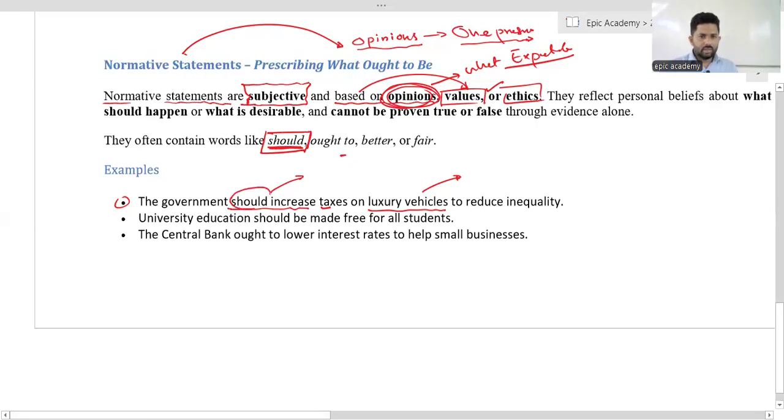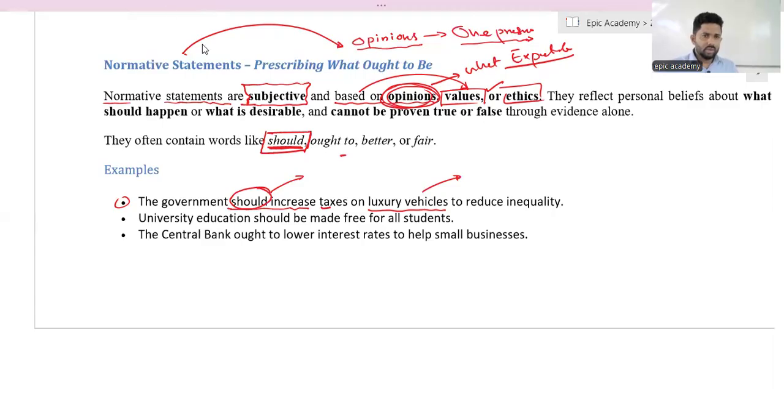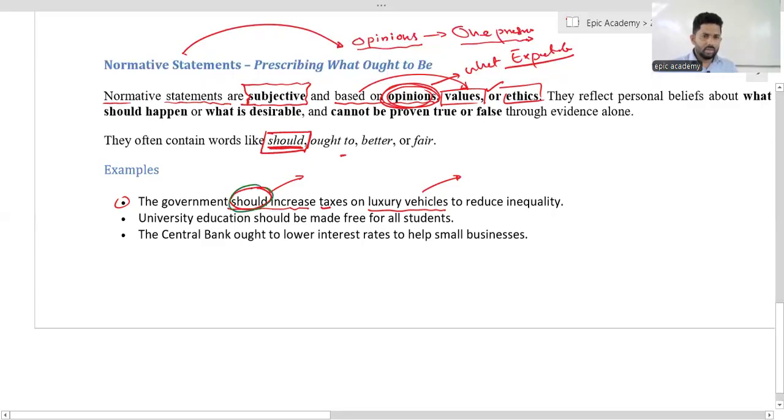See something like that? Including should. This one should. The government should increase taxes. Government should increase taxes, should. It includes luxury vehicles.